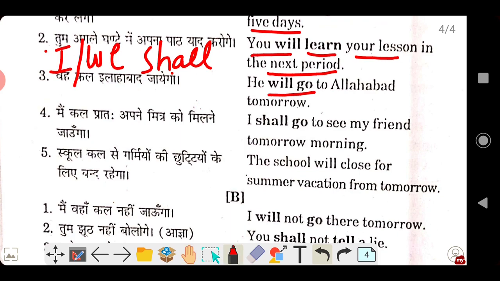He will go to Allahabad tomorrow. He will go to Delhi tomorrow. He will go to Mumbai tomorrow. He will go to Calcutta tomorrow.